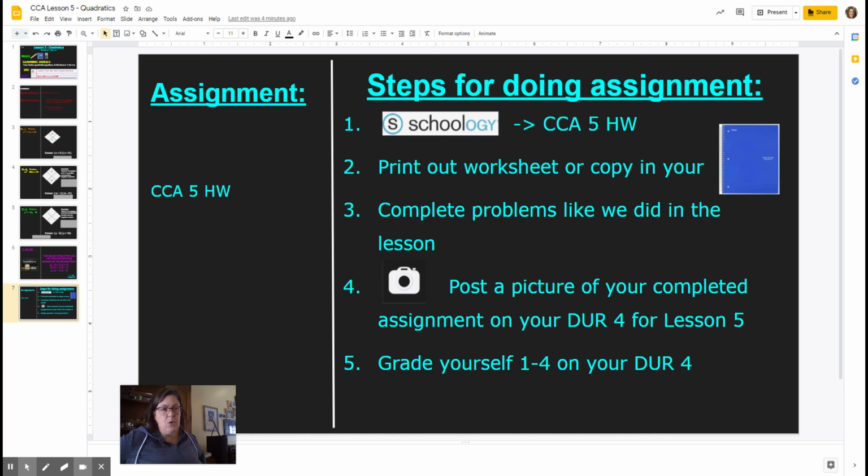Just a heads up, when you post links in your DUR, if you could actually grab the link from the Google Doc and post it on there, that would be great. And also, if you take screenshots of your worksheet in Schoology, I need you to make sure that you're including all of the problems on that worksheet, please. Some of you are making a not so good habit of just doing a part of the worksheet, but I need to see the whole thing.